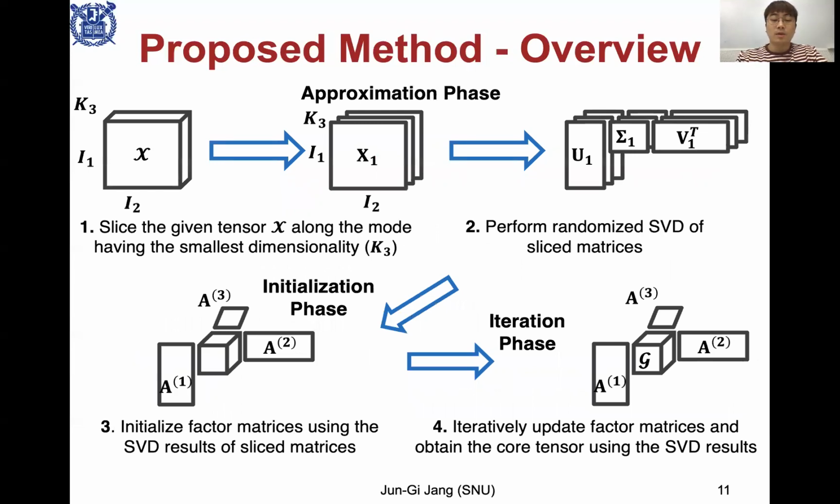Here is an example of how D-Tucker deals with a third-order tensor. First, D-Tucker slices the given tensor along the mode having the smallest dimensionality and performs randomized SVD of the sliced matrices. Then D-Tucker initializes factor matrices using the SVD results of the sliced matrices, iteratively updates factor matrices, and obtains the core tensor using the SVD results.